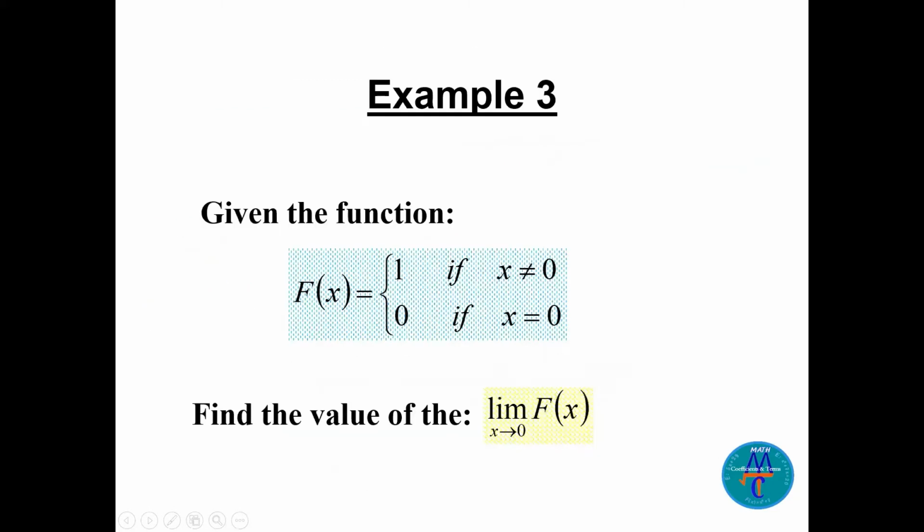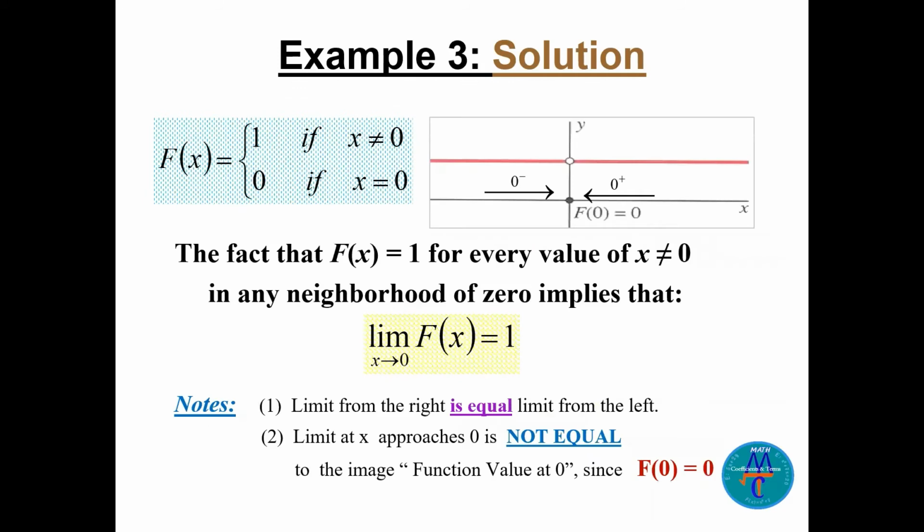Another easy example, we have a function, capital F here, it's just a function. It is 1 if x is not 0. The function is equal to 0 if x is equal to 0. Let's find the value of the limit of this function as x goes to 0. It's a very nice, easy way to look at the graph. So the function is a constant 1, except at 0, where it is 0, a single point.